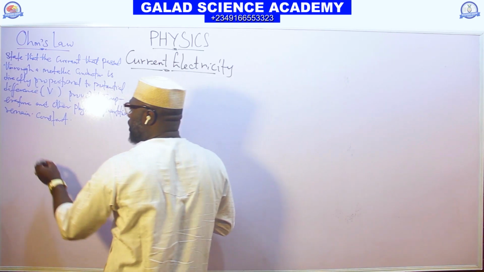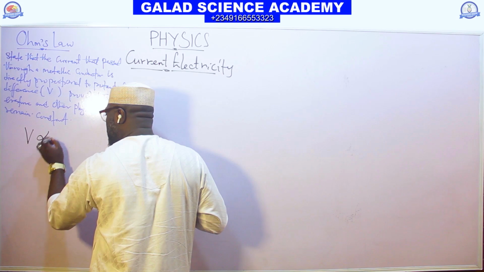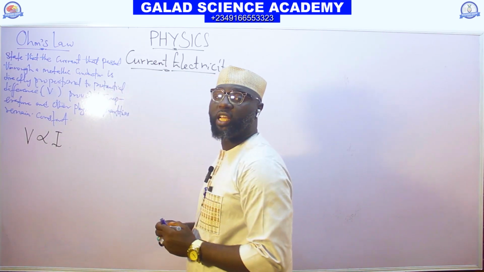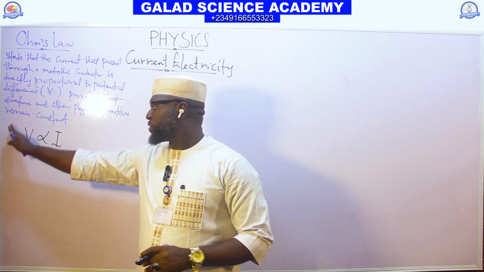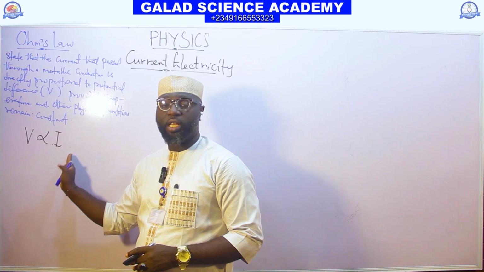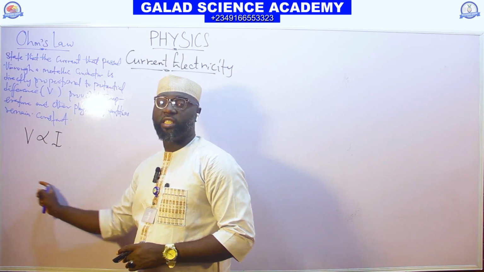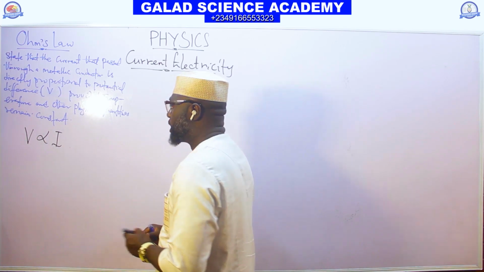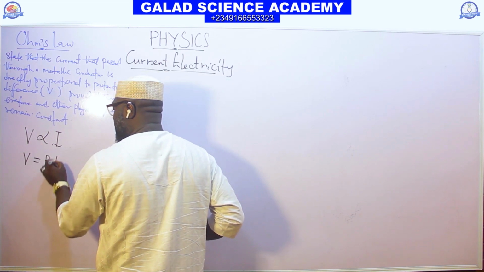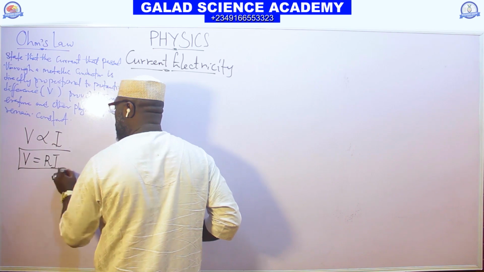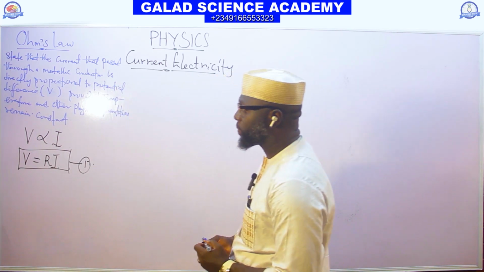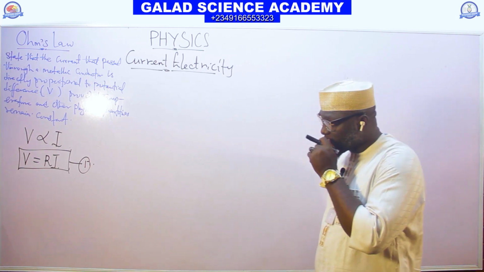Mathematically, Ohm's law establishes that the voltage is proportional to the current. That is, when the voltage, the potential difference of the circuit, is increased, the current is also increased. When the current is increased, the PD is also increased. Removing the proportional symbol, we have V equals IR. This is the Ohm's law statement.